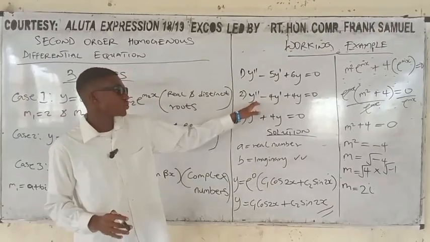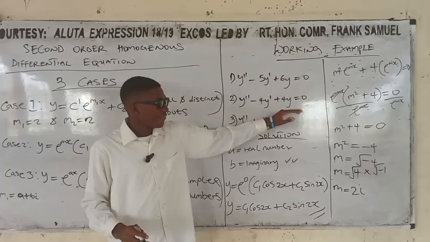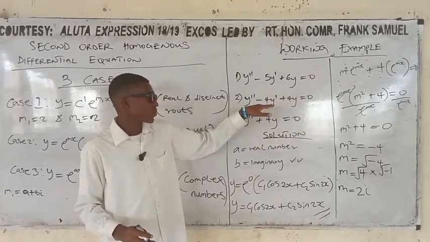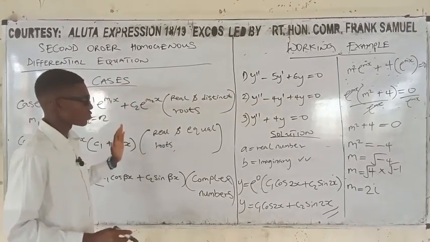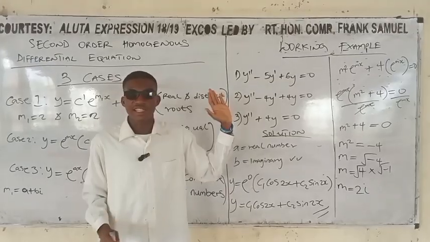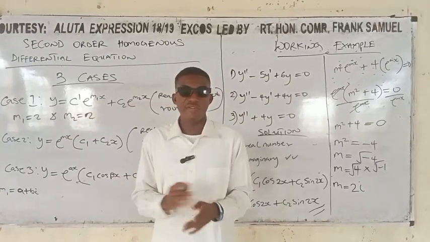Now your assignment is to do question 2. Find the auxiliary equation first and check whether it's case 1, case 2, or case 3. Whichever case it is, use the general solution and get your final answer.